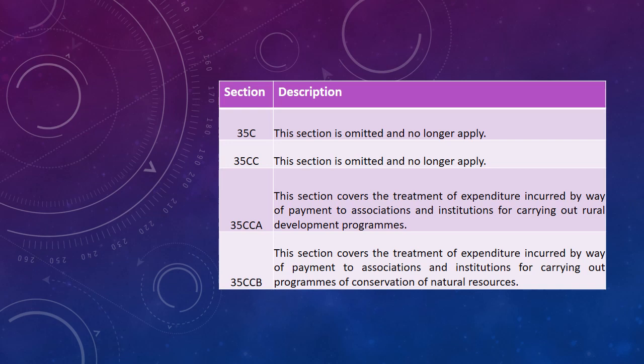Section 35CCA. This section covers the treatment of expenditure incurred by way of payment to associations and institutions for carrying out rural development programs. Section 35CCB. This section covers the treatment of expenditure incurred by way of payment to associations and institutions for carrying out programs of conservation of natural resources.